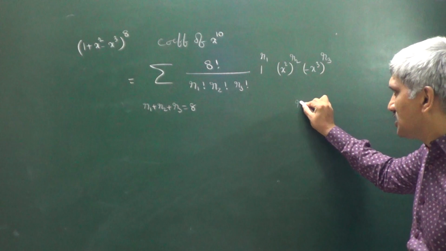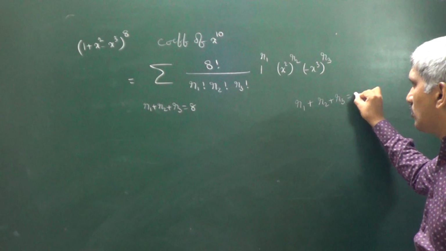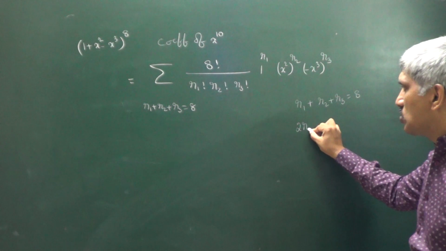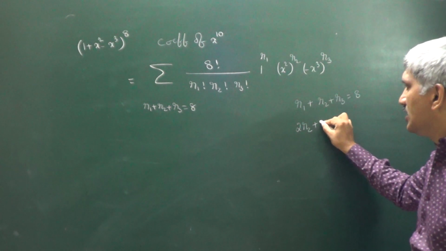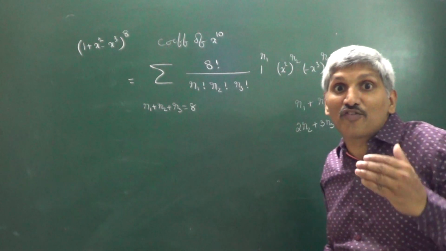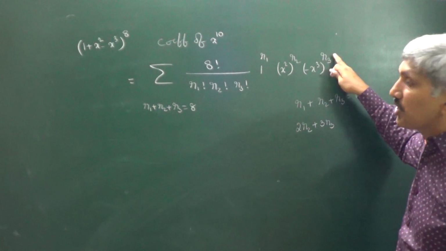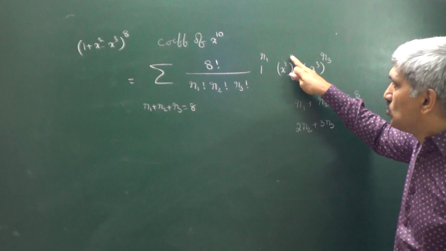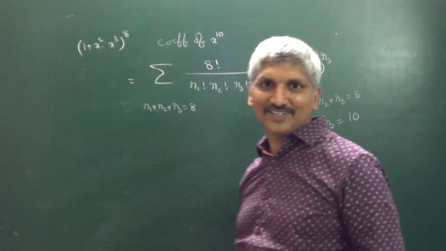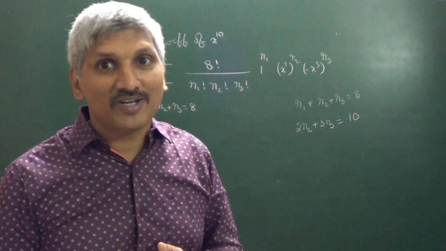The first condition we already got: r1 plus r2 plus r3 must be equal to 8. And we have the second condition. What is that second condition? 2 times r2 plus 3 times r3 is the power of x, and 2r2 plus 3r3 must be equal to 10. So satisfying these two equations, what are the values of r1, r2, r3?